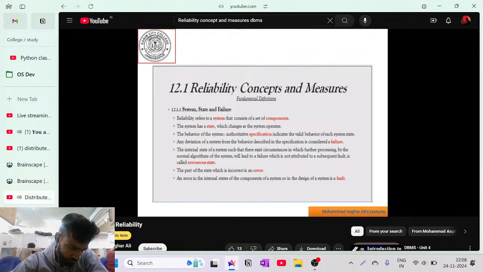The internal state of a system such that there exist circumstances in which further processing by the normal algorithm of the system will lead to a failure which is not attributed to a subsequent fault is called an erroneous state. The part of the state which is incorrect is an error. An error in the internal state of the component of a system or in the design of a system is a fault.